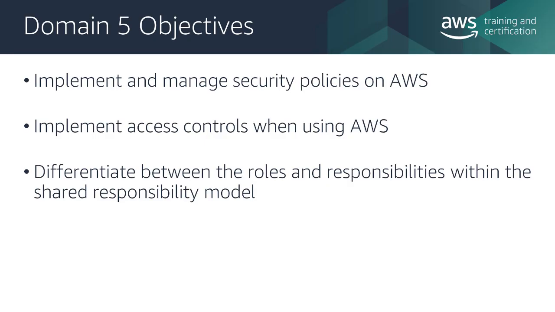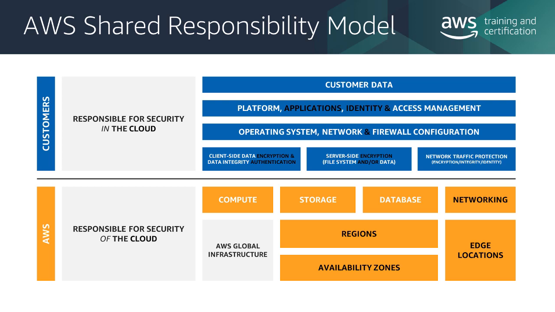For domain number 5, you need to make sure you can implement and manage your security policies, that you can do the access controls, and more importantly, that you can really understand and leverage the shared responsibility model, that you know where the AWS responsibilities lie and where you as the customer are responsible for particular tasks. You've probably seen this graph before. We use it a lot in AWS.